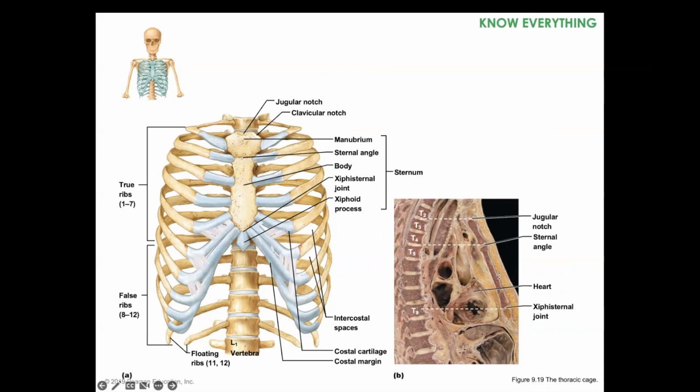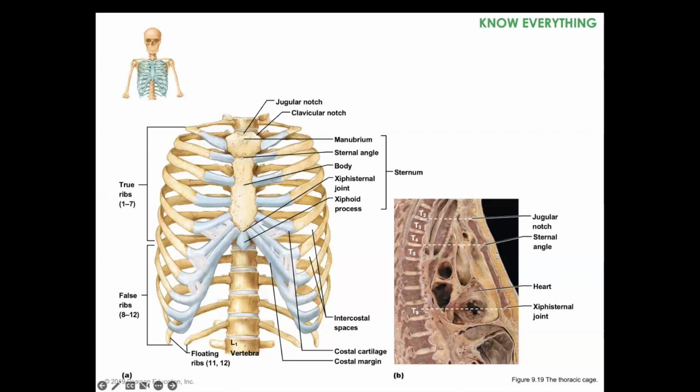The sternum is kind of like a necktie, and it's broken down into 3 different parts. So you have at the top the manubrium, which is kind of like the knot of your necktie. And then we have the body, which is the bulk of your necktie. And then lastly, we have the xiphoid process, which is like the tip of the necktie.